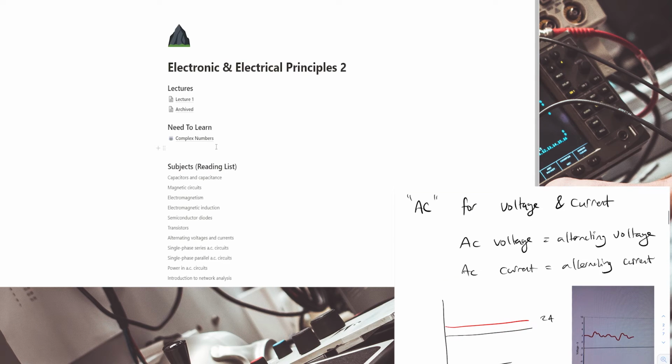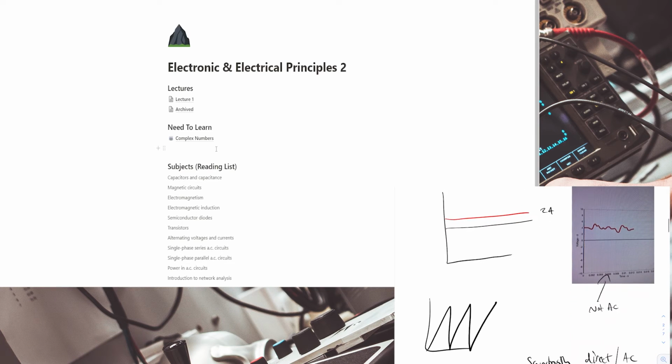Okay, so he mentions AC for voltage and current. AC voltage, although it's alternating current, also applies to voltage. AC voltage is equal to alternating current voltage, which basically means AC is just alternating voltage. So I'm okay with that.